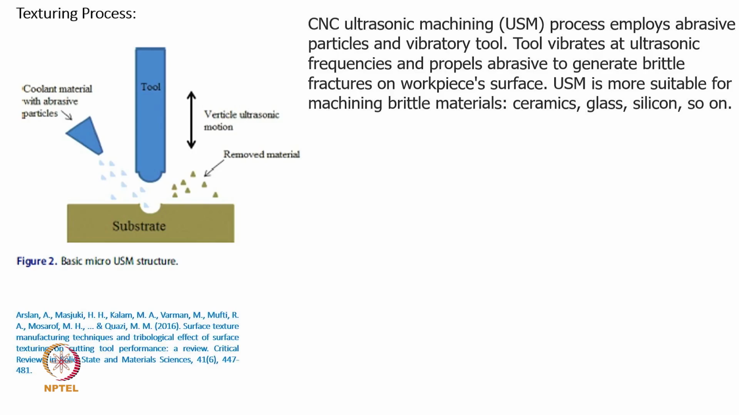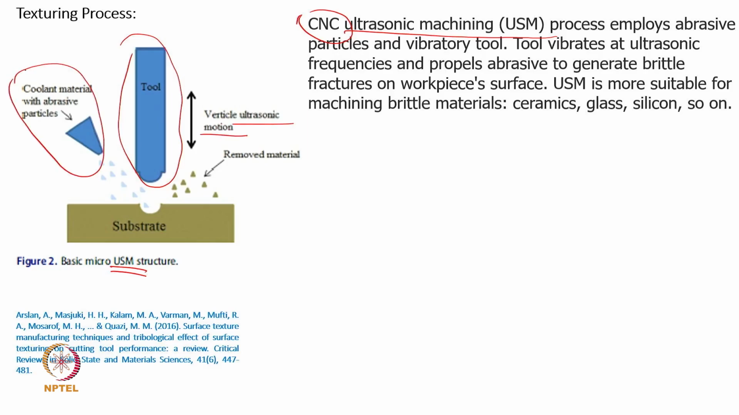There is another manufacturing process called USM, and the full form of USM is ultrasonic machining, and this also is connected with a CNC. So, the CNC is a machine and we use ultrasonic machining on the machine itself. What is really done here is that the tool is given ultrasonic motion, and then we impinge abrasive particles.